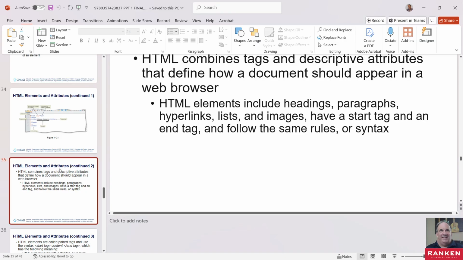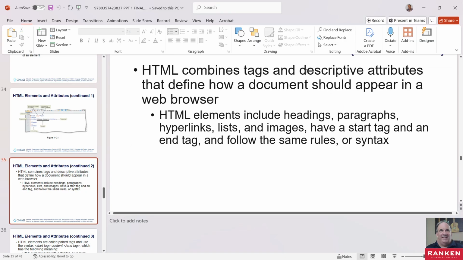All right. So HTML combines tags and descriptive attributes to define how a document should appear in a web browser. HTML elements include headings, paragraphs, hyperlinks, lists, and images. All of these have certain tags. These all have a start tag and an end tag and follow the same rules or syntax.